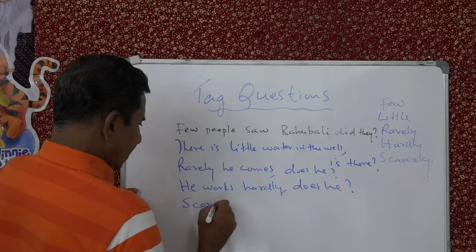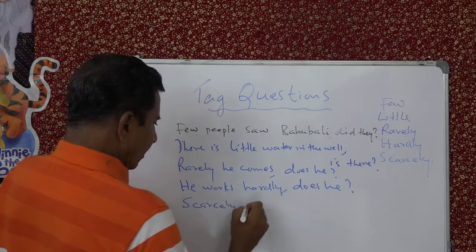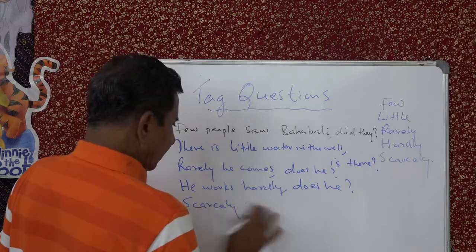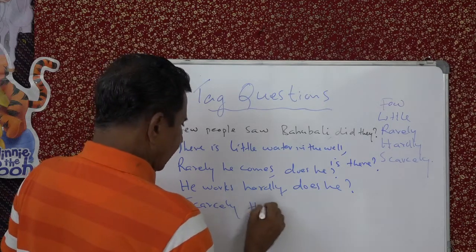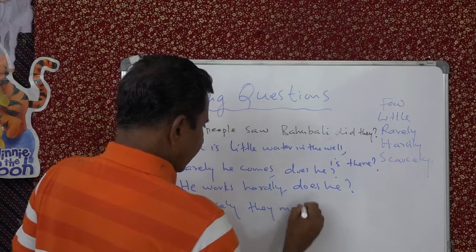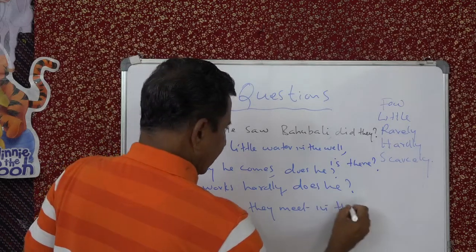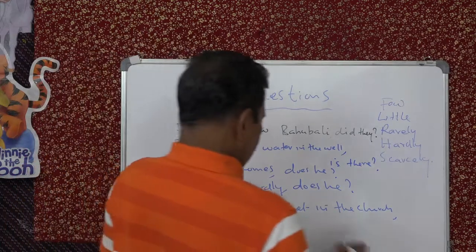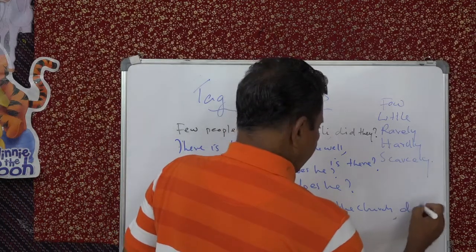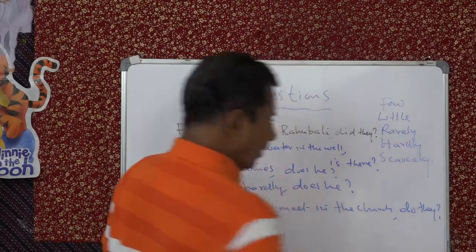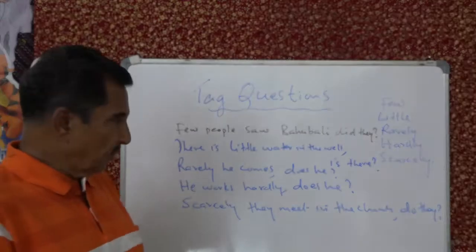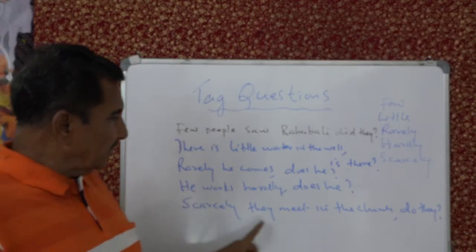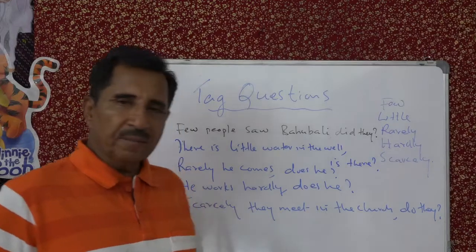Scarcely they meet in the church, comma, do they? So where did you get the "do"? Because this is a full verb, not an auxiliary verb. Scarcely they meet in the church, do they?